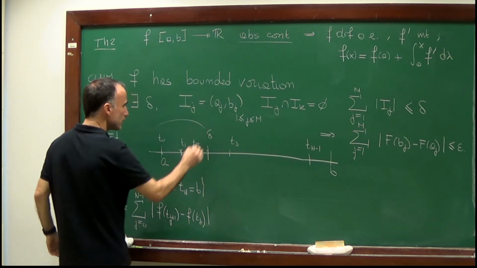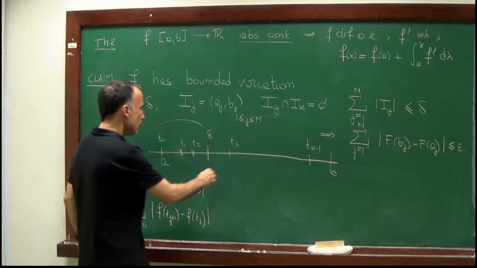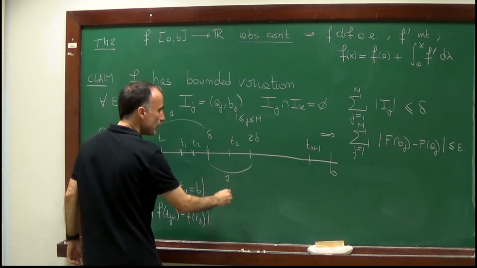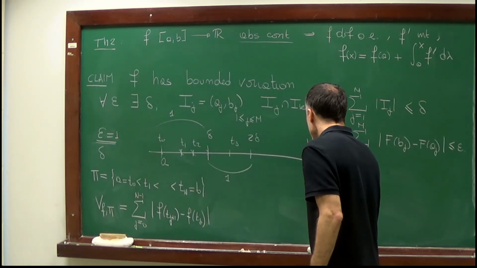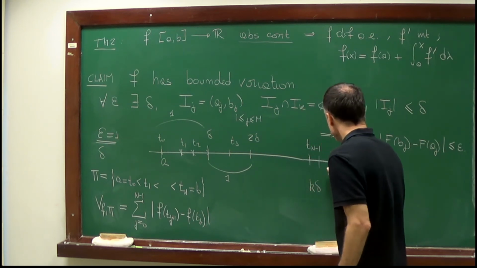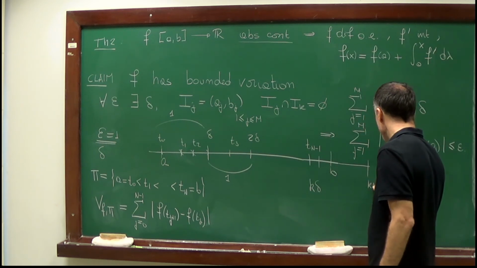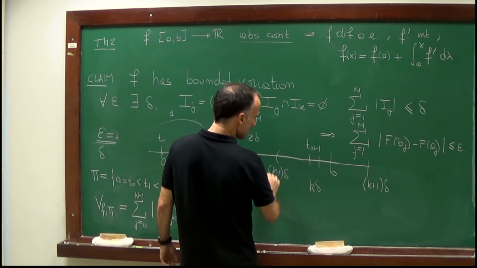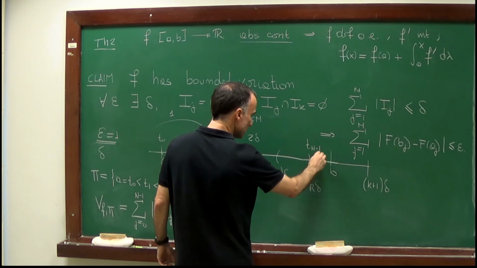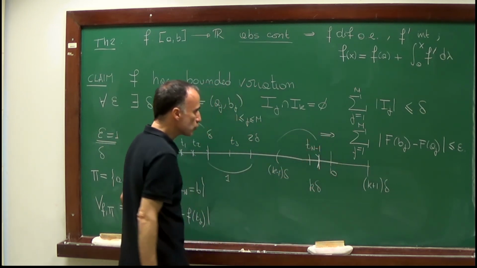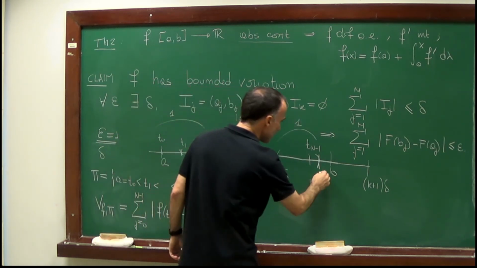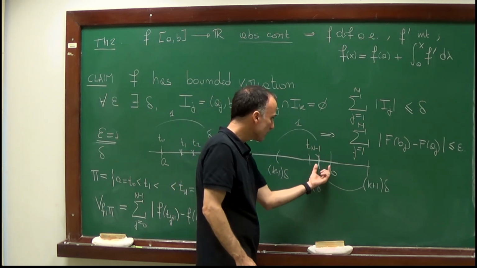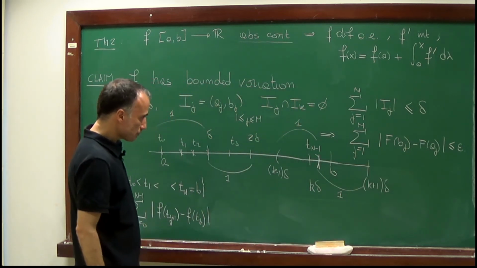So I know that the sum of the increments over this interval is bounded by 1. Say that 2 delta is here. So the sum of the increments over this interval will also be bounded by 1, and so on. Let's assume that at some point here I have k times delta, and here it's k plus 1 times delta, and here's k minus 1 times delta. So I know that the increments over this partition are also bounded by 1, and that the increments over this partition, in particular the increment over k delta and b, are also bounded by 1. Okay. So first, what is k?